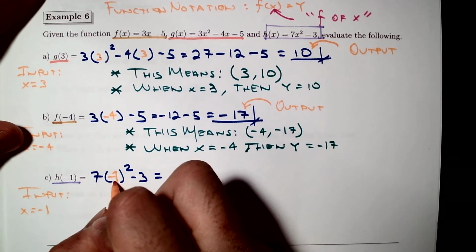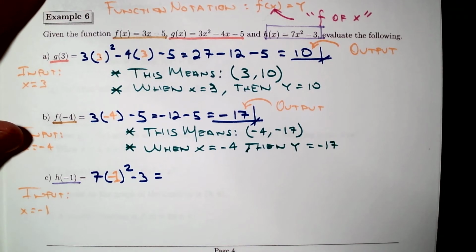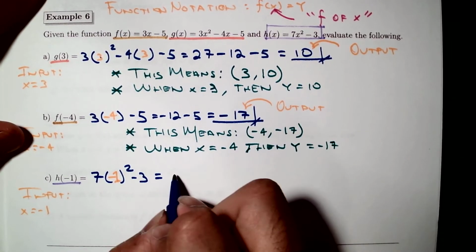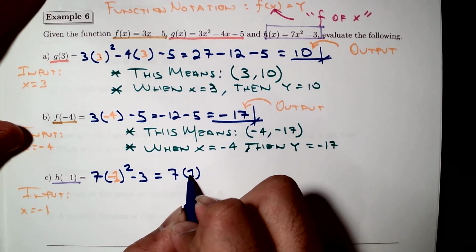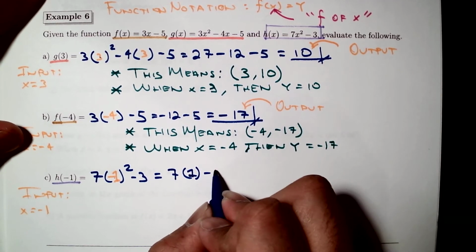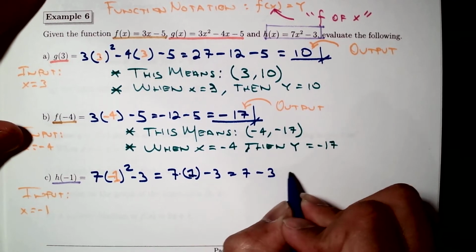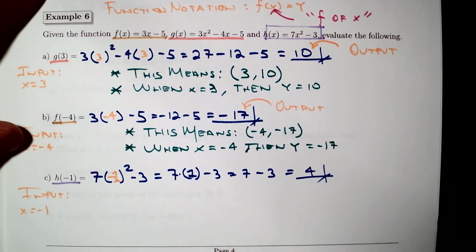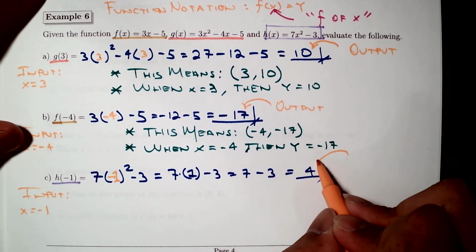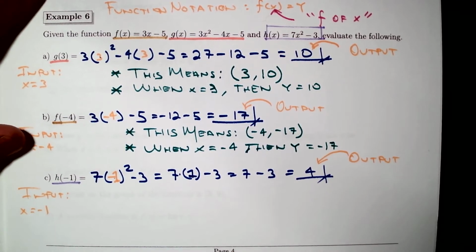Be careful here when squaring negative numbers. I'm going to do this step by step. So 7 times -1 squared, which is +1. And then minus 3, but 7 times 1, that's 7. Minus 3, which equals 4. And in this case, that is the output.